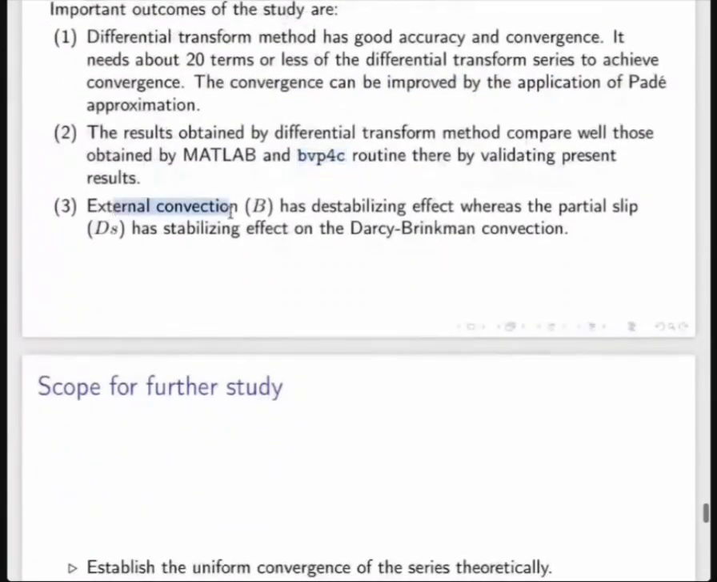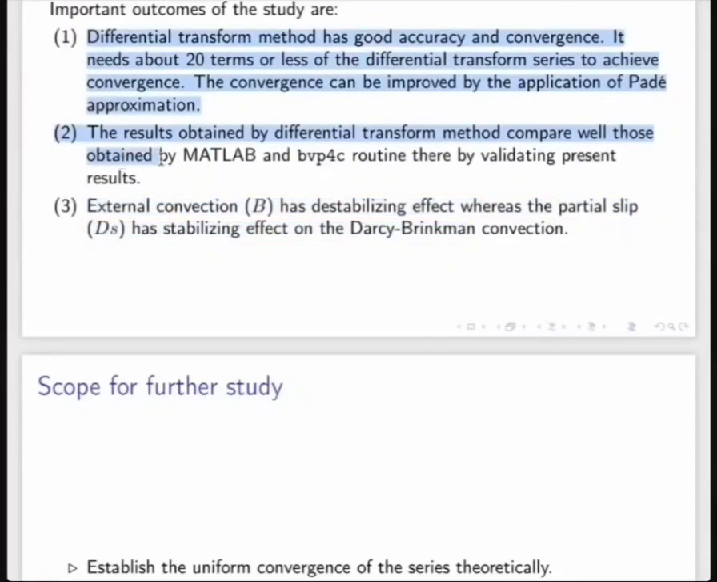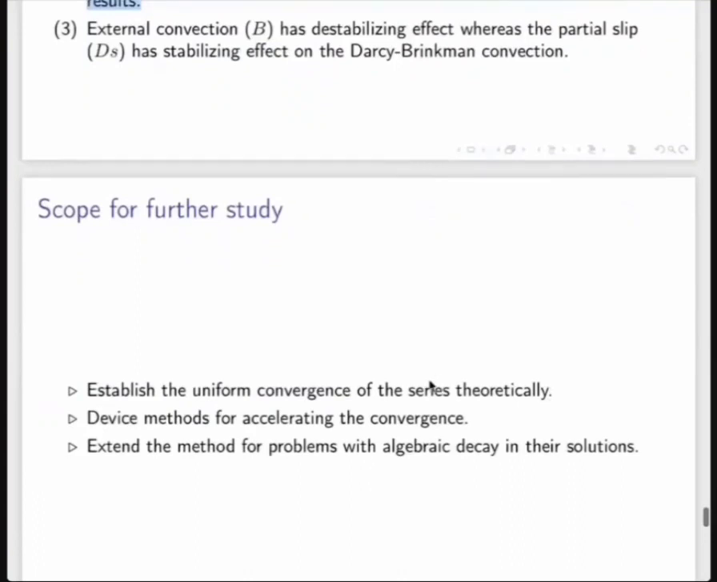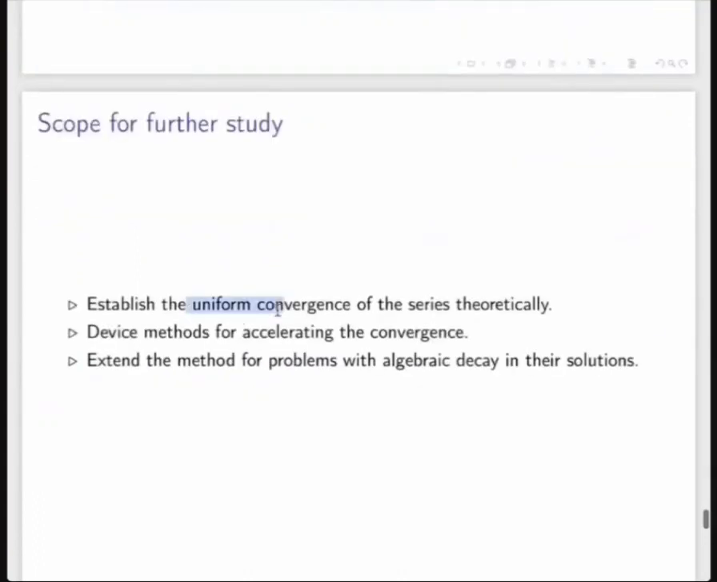External convection has a destabilizing effect, and partial slip has a stabilizing effect. These are important from the fluid mechanics point of view. But what is important from the mathematics point of view are the first two conclusions. And as I mentioned, one can study the uniform convergence theoretically, and you can devise methods which help increase your convergence.